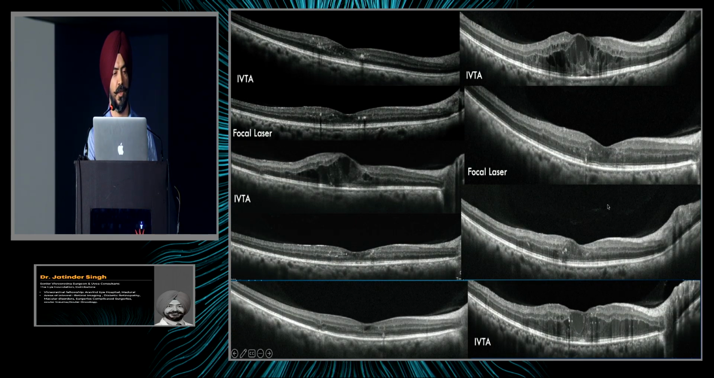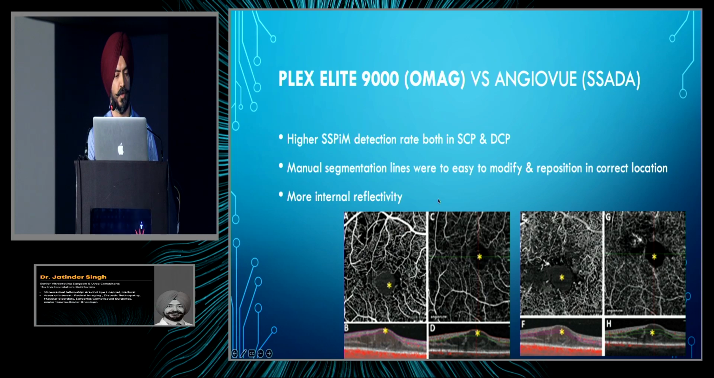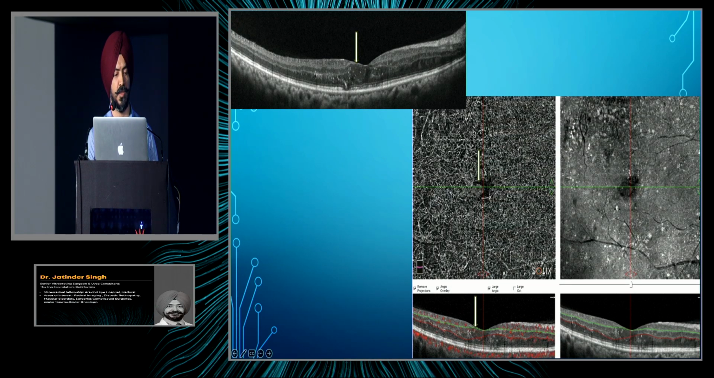This is an example of a patient who had waxing and waning of macular edema treated with IVTA and focal laser. And at the last visit, when we saw hyperreflectivity within the parafoveal cyst, we did an OCTA and found that there was a SPiM decorrelation signal.